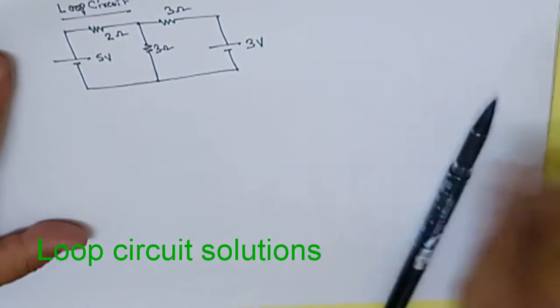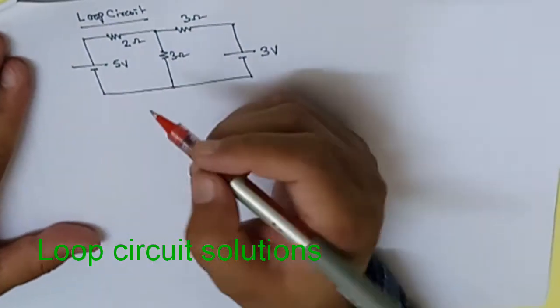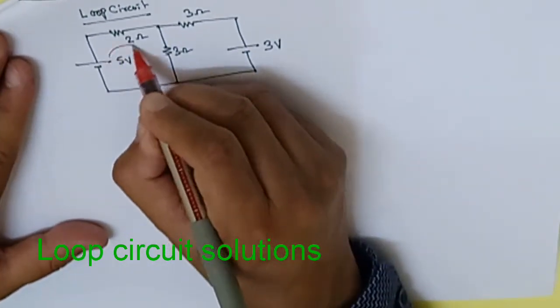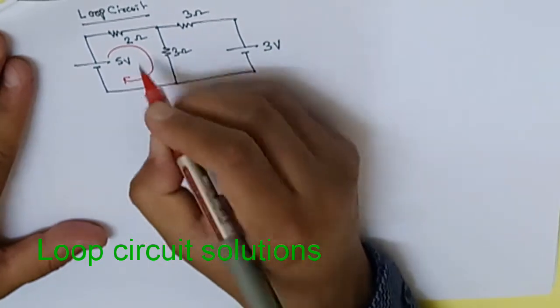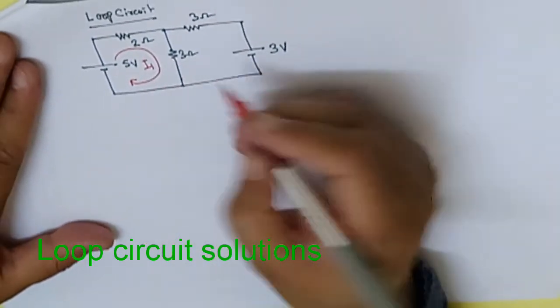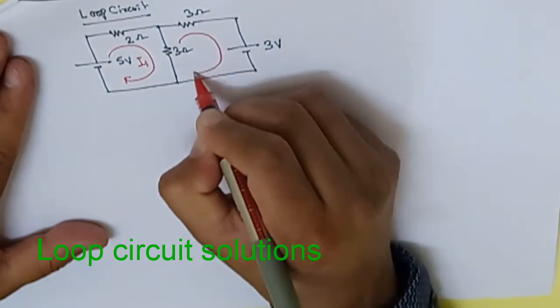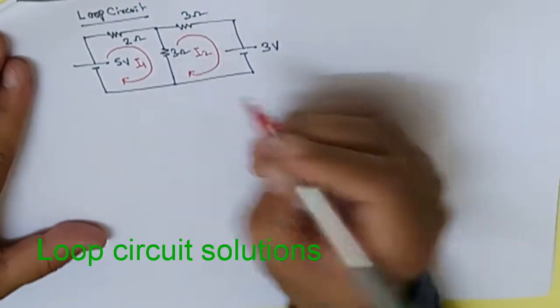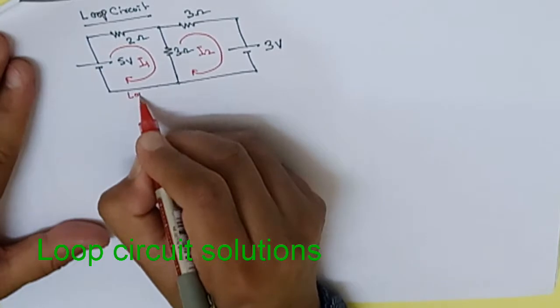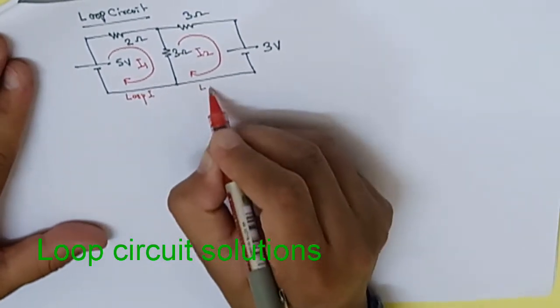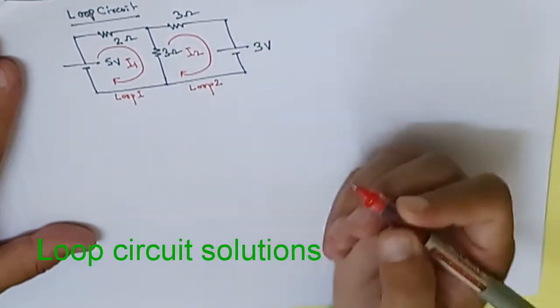Now check how to solve this equation. So with the help of KVL, first we have to check a loop. First we make a loop. So in this loop, one current is I1, and another also make this loop I2. So this one is your loop 1, that is your loop 2.